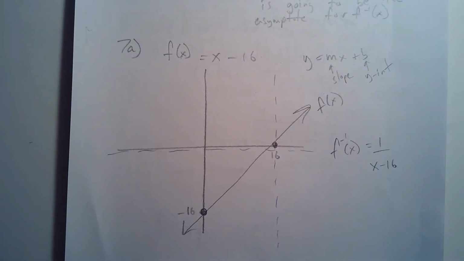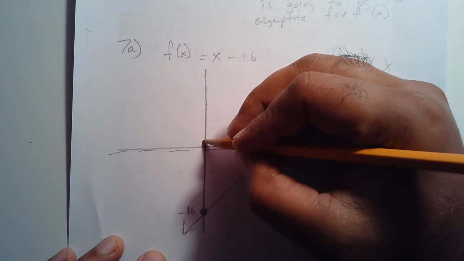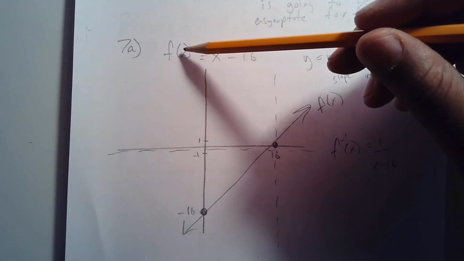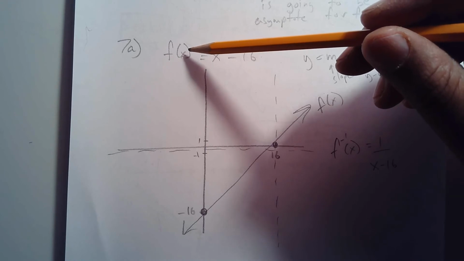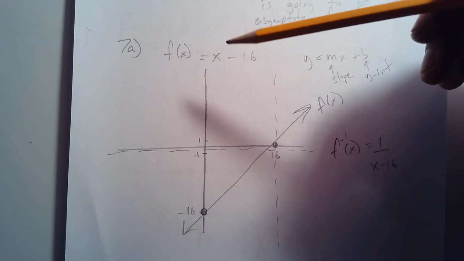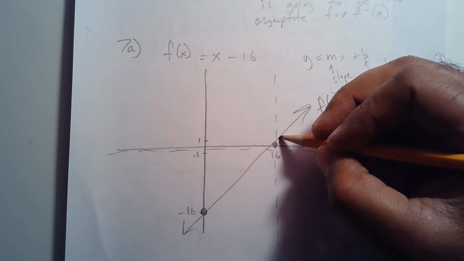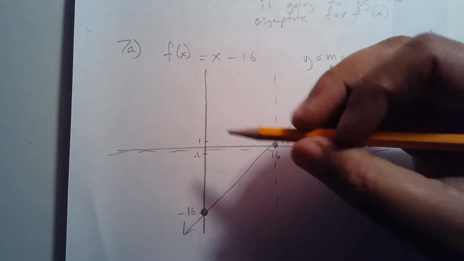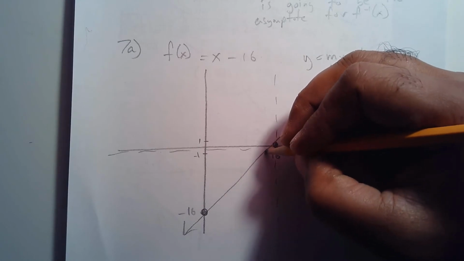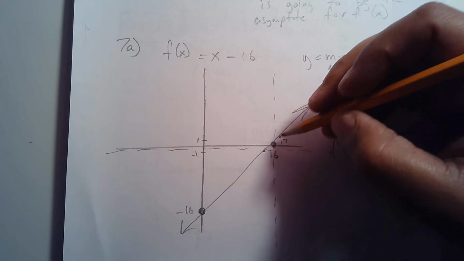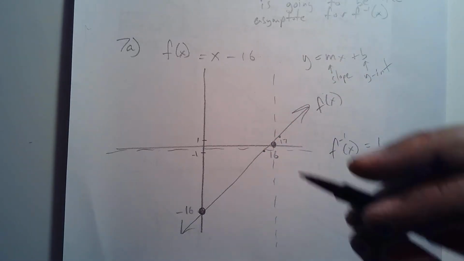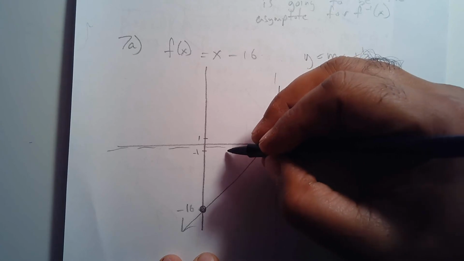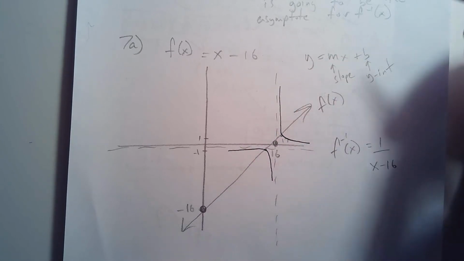Same as before, this one is positive 1 and this one negative 1. So if y equals positive 1, that means x has to be equal to 17. Let's call this 17 here. And then if y equals negative 1, that means x has to be 15. So let's call this 15 over here. So these are your two invariant points, and there's one, and there's the other.